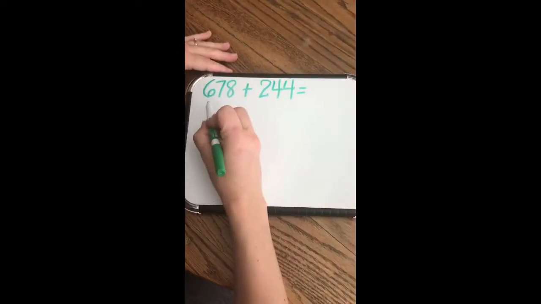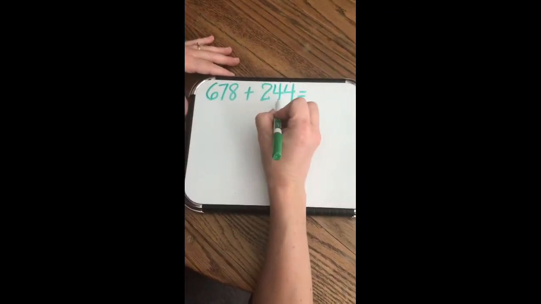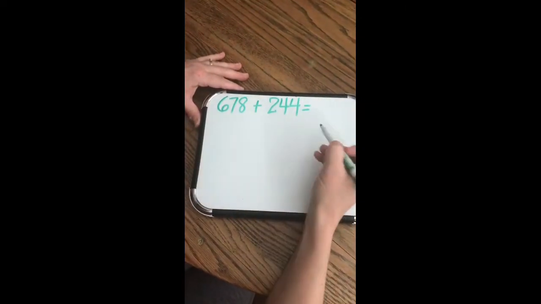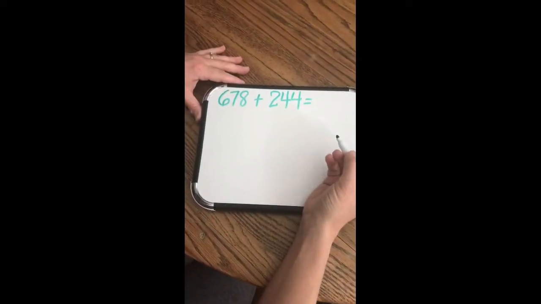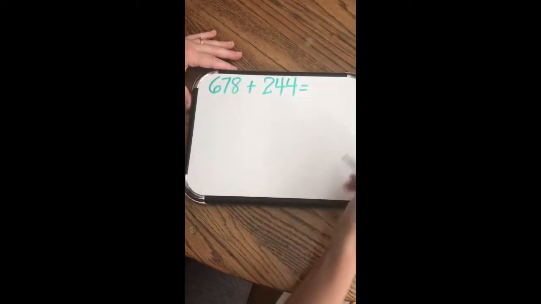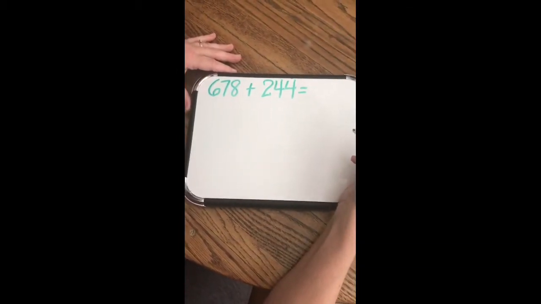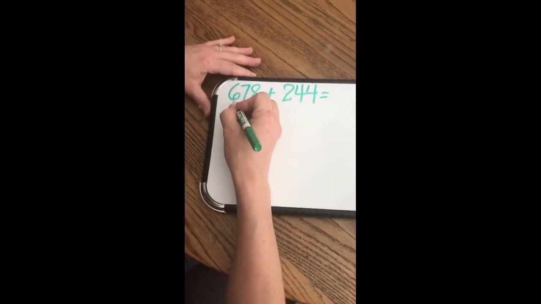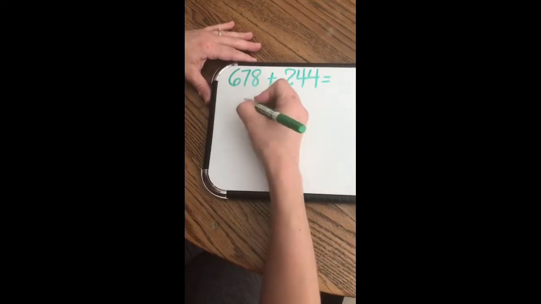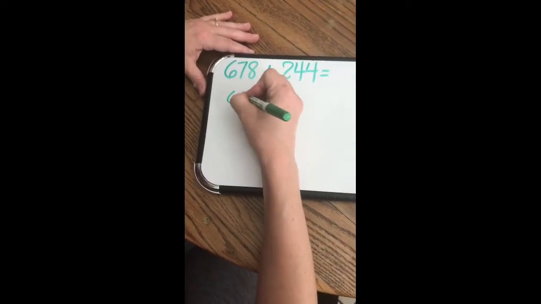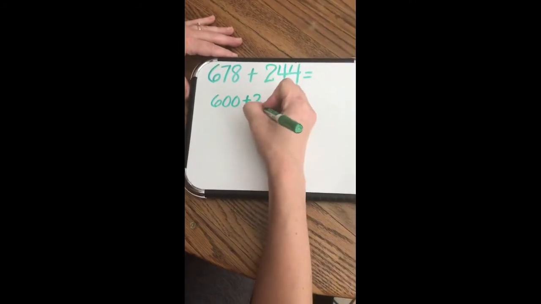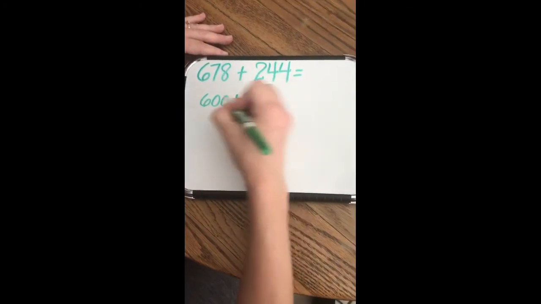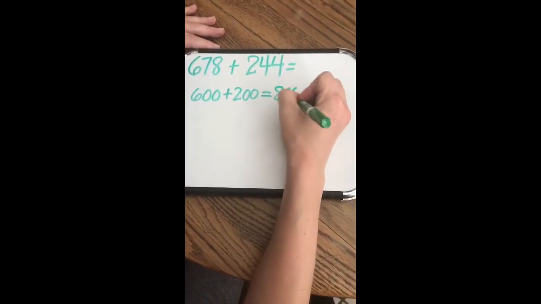We're going to add 678 and 244. We're going to add our hundreds together first, then we'll add our tens, then we'll add our ones. And finally, we'll put all of those values together to get our sum. So let's add our hundreds first. I see a 6 in the hundreds place in the number 678, and that 6 has a value of 600. And I'm going to add to it 200 because there's a 2 in the hundreds place of 244. And I know that 600 plus 200 is 800.